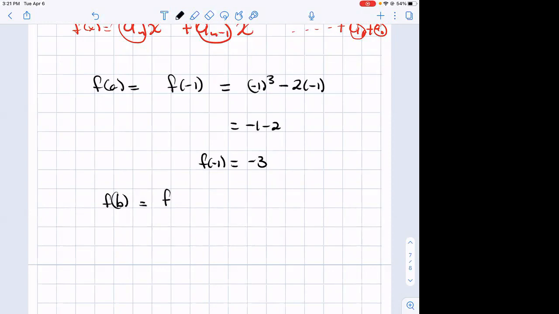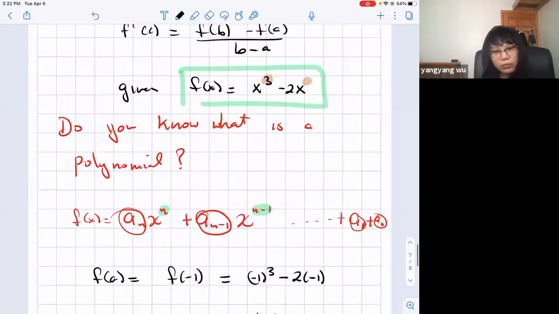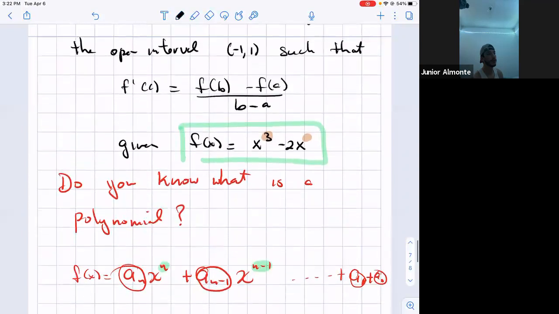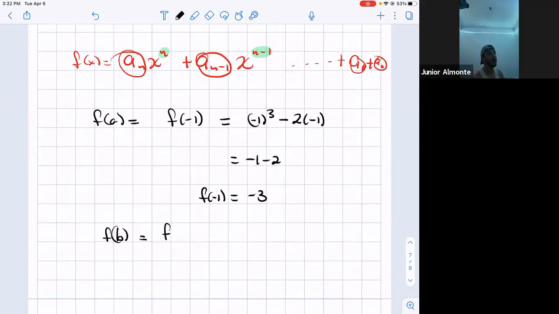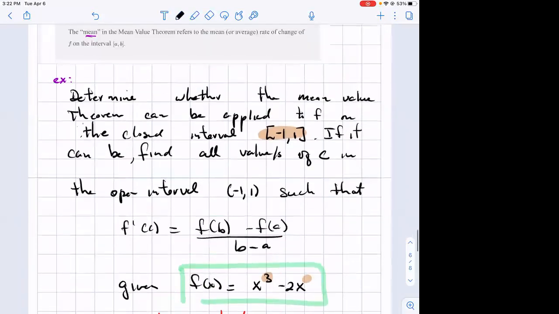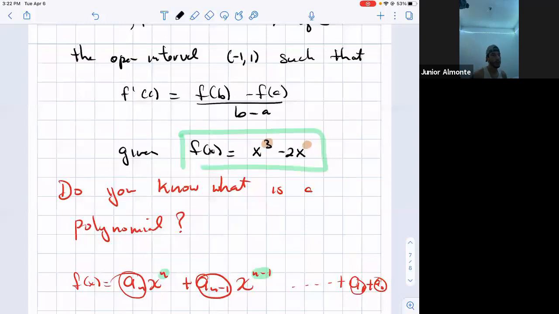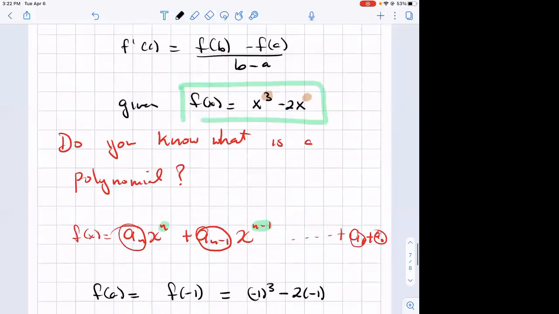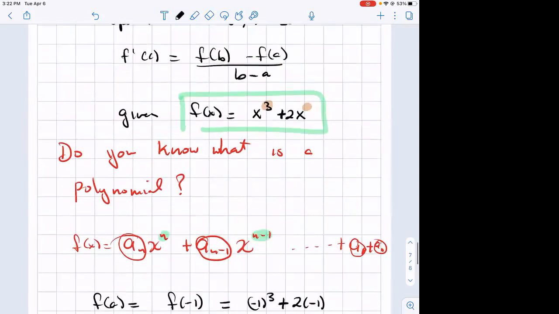Professor, should f(-1) be like plus 2? Hold on. What's the function I'm using? x cubed minus 2x. Oh, I copied the function wrong. This was supposed to be a plus. That's why I wrote a plus there. Sorry. Please make changes in your notes. This was supposed to be a plus 2x.